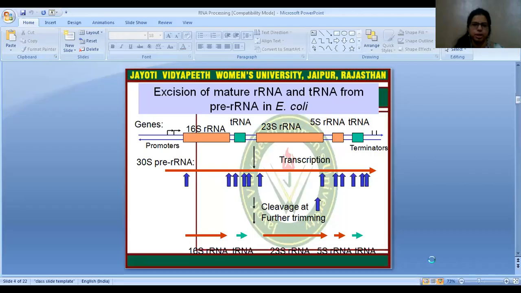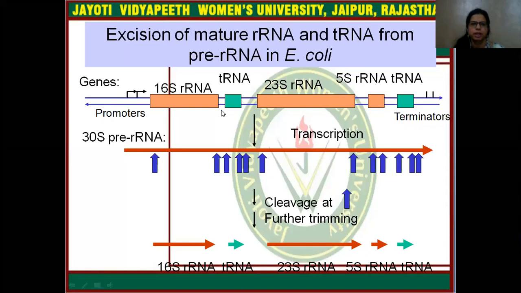We can understand the excision of RNA by this diagrammatic representation. You can see here the excision of mature rRNA and tRNA from pre-rRNA in E. coli. This is the RNA genes: this is for 16S rRNA, this is for tRNA, and this is 23S rRNA, because we are studying here E. coli, which means prokaryotic cells. Then there is the 5S rRNA coding region, and this is the tRNA coding region.